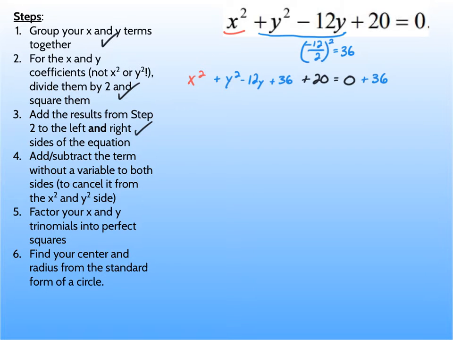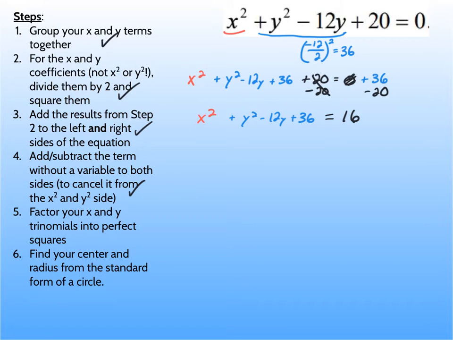So moving on to step four, we're going to get rid of this plus 20, and we want to move it over to the right side. So the way you're going to do that is you're just going to subtract 20 from both sides. What we're left with is still just that x squared. And then we have plus y squared minus 12y plus 36. These plus 20s cancel out. The 0 obviously doesn't really matter. And this equals 36 minus 20, which gives you 16. So check on step 4.